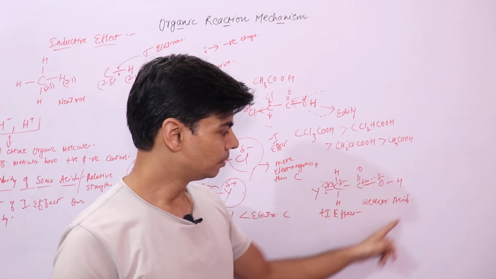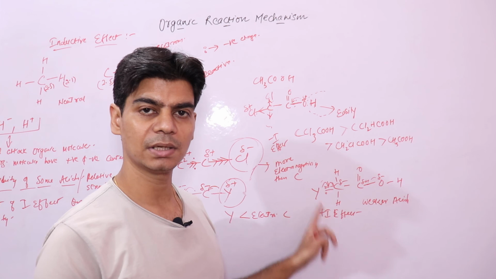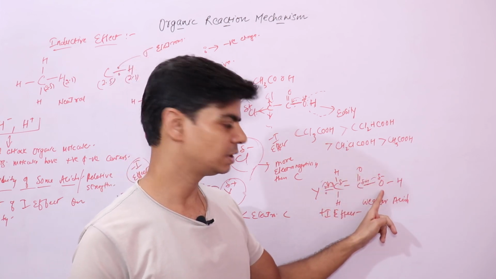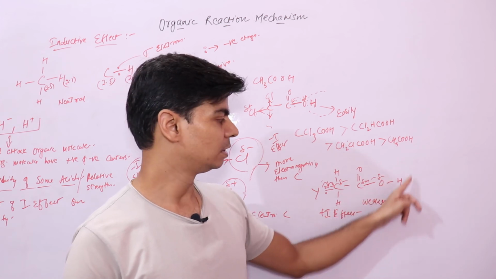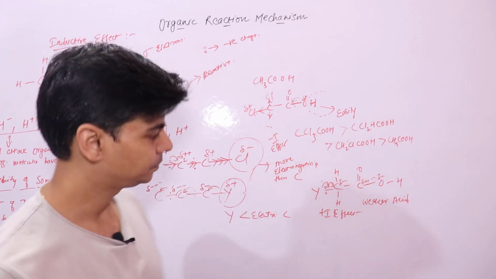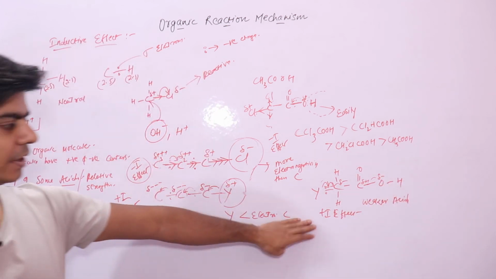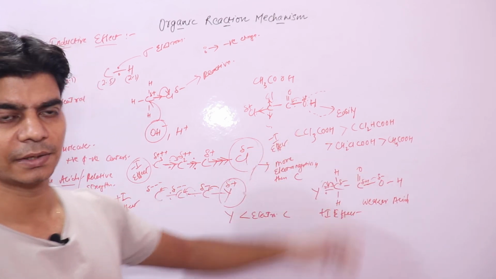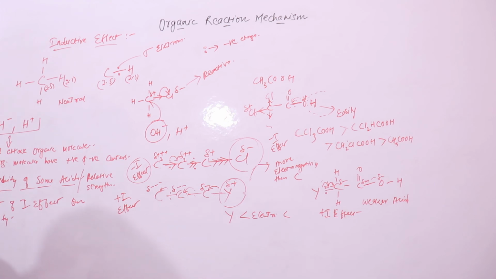It will make this acid a weaker acid, because it will displace electrons towards the oxygen atom, thus making the release of proton difficult, right? So plus I effect will decrease acidity, minus I effect will increase acidity, right? And I've shown you the order.